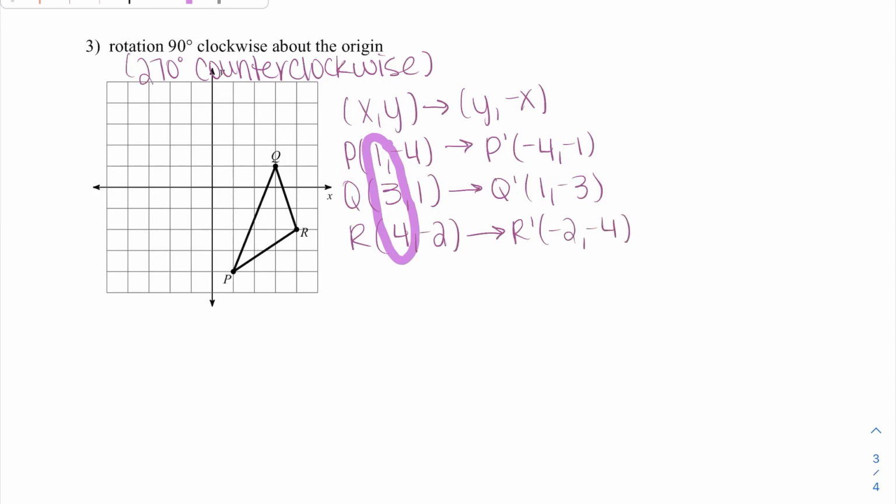Your final step is going to be to plot these points and connect them. And now we have our rotated shape. Again, it is 90 degrees clockwise.